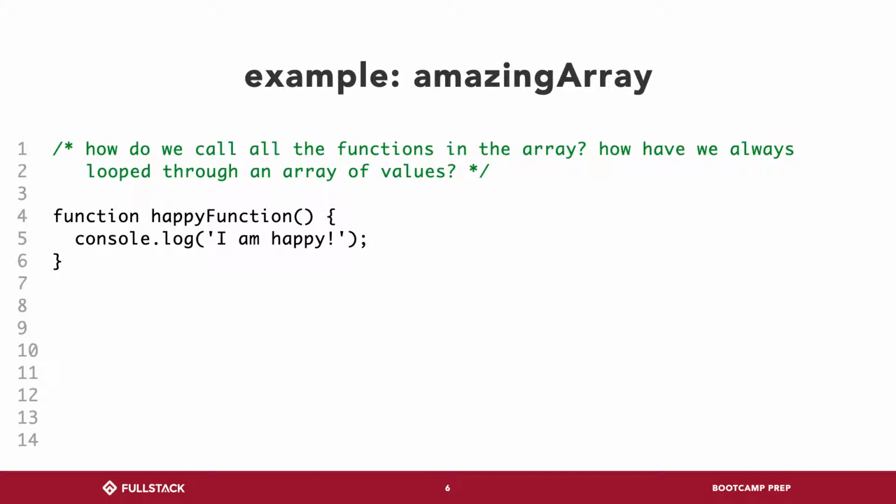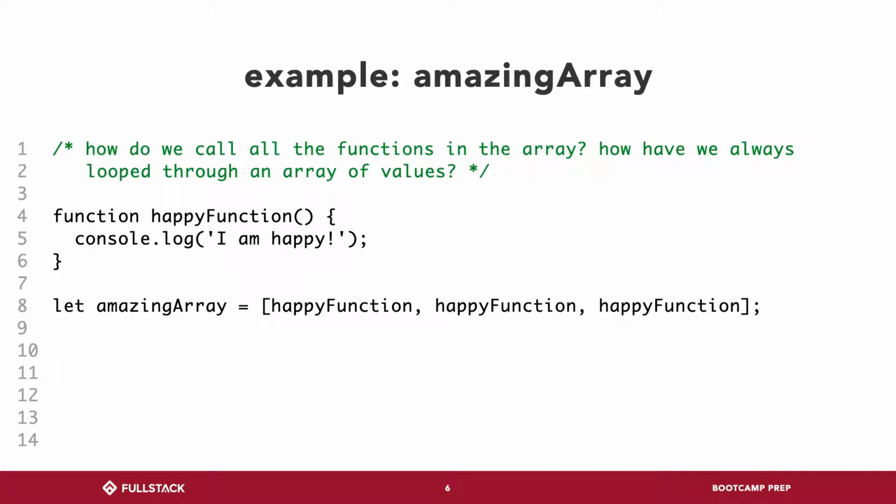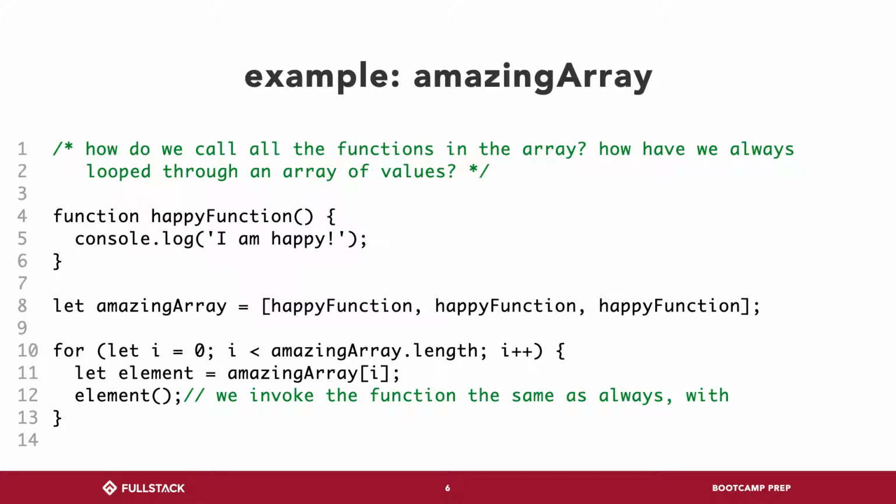So how do we call them? Oh yeah, this is an example right here. Function happyFunction, console.log. So amazingArray has three happyFunctions in it, right? You set a for loop, let i equal 0, i is less than amazingArray.length, and you increment i by 1 every time. Then you set an element variable. You don't have to do that, but let's say you do. Set element equal to amazingArray at i, right? But then you just invoke it. You call that function every time for everything in amazingArray. And then you just get 3 I am happies in the console, because that's the only thing that function's doing.